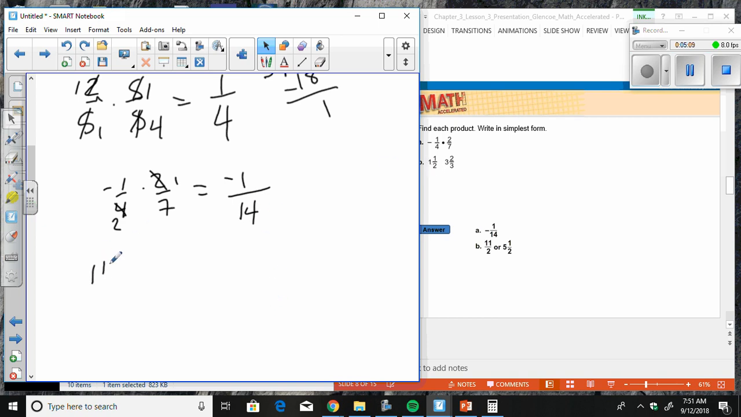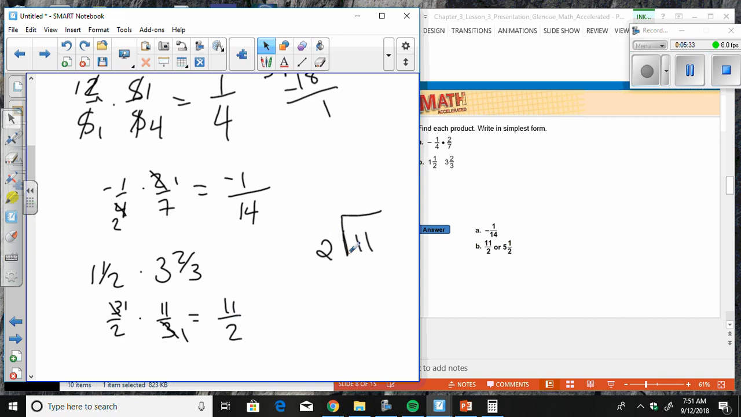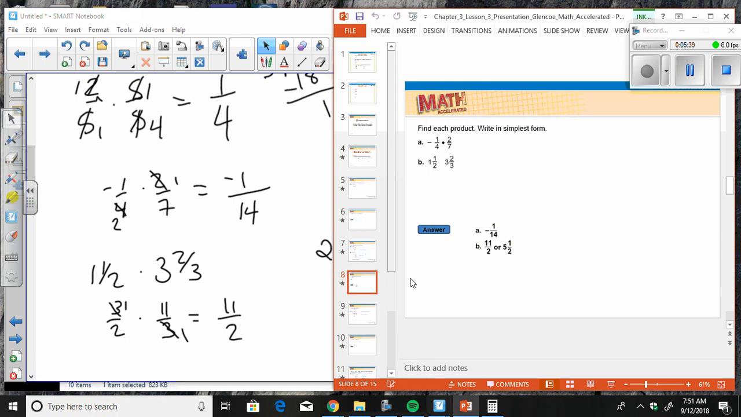1 1/2 times 3 2/3. So this, multiply down, add up, so I get 3/2 times 11/3. I can cross reduce, and I get 11/2. I can also see that I can't reduce this way or this way. 2 can't go into 11, so I know it is fully reduced. So 2 goes into 11 5 times. Subtract, and I get 5.5.